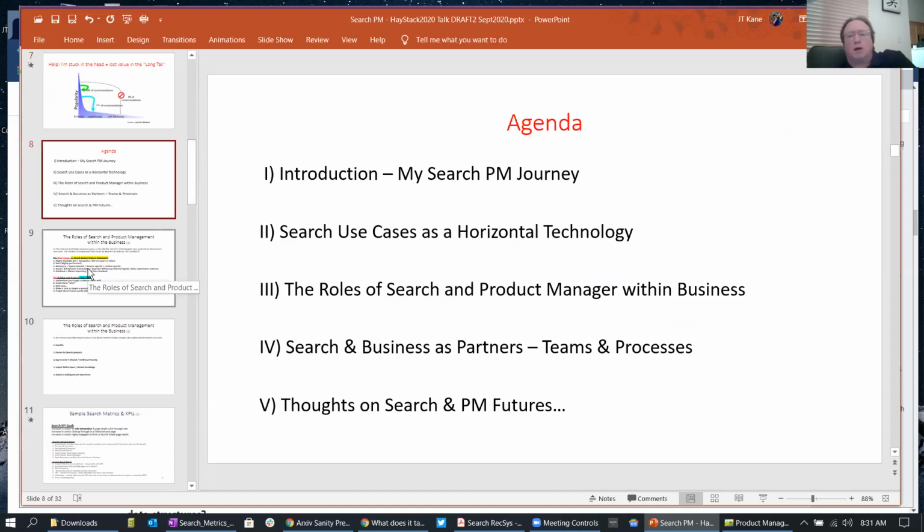So I'm going to move more into the search product management side of things, talk about some of the frameworks that I've used over the years that are both technology based as well as PM based. And then I'll talk a bit more about KPIs, because I get a lot of questions about that.